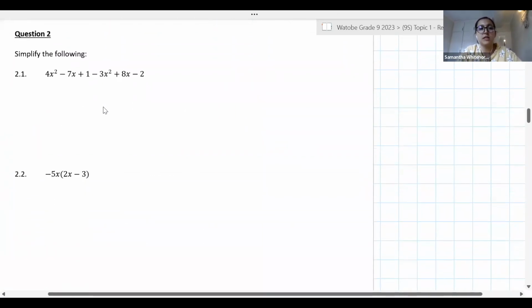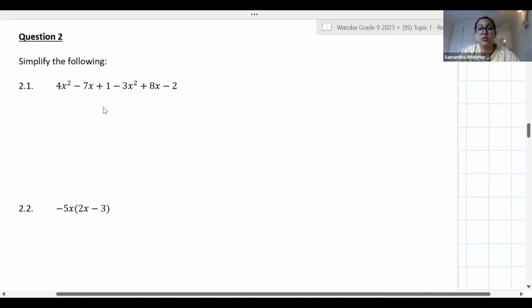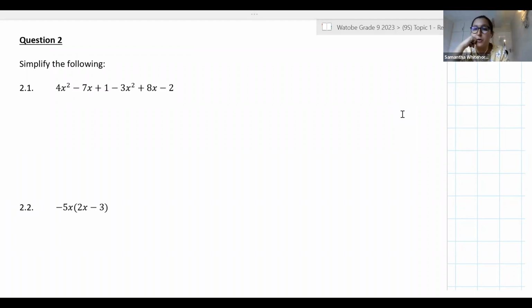Right, so I'm just going to skip question 1 mostly because I want to focus on the really important stuff that we need to know for grade 9. We'll come back to the other stuff, but I want to start with the really important stuff. Okay, so this first question that we're going to have a look at is talking about simplifying expressions.